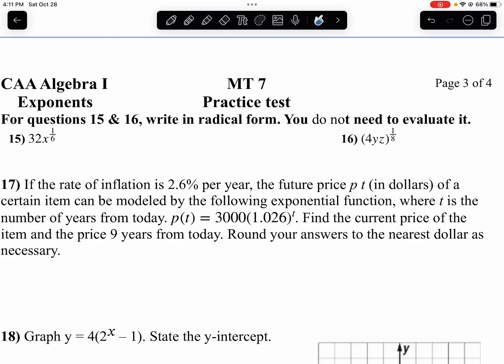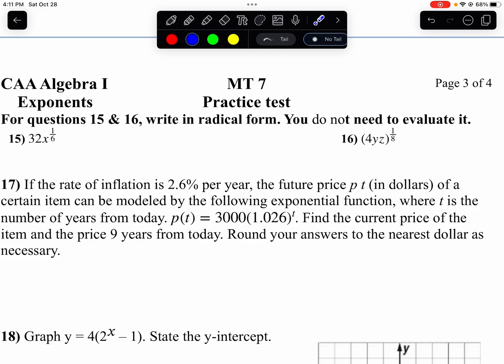On page 3 of your practice test, notice on question 15, I want you to write this in radical form. You don't need to evaluate it. Well, since it has variables, it'll be kind of hard to evaluate, but you don't even have to do the numbers.